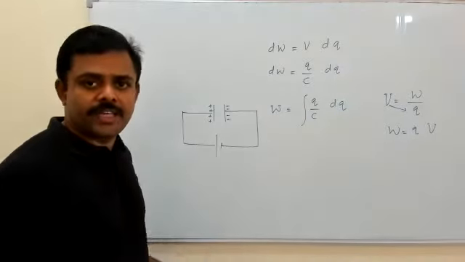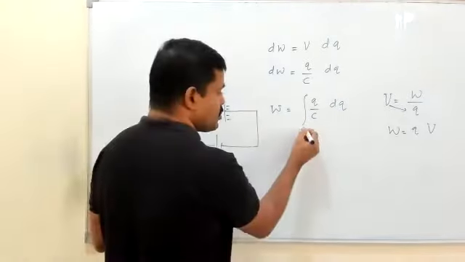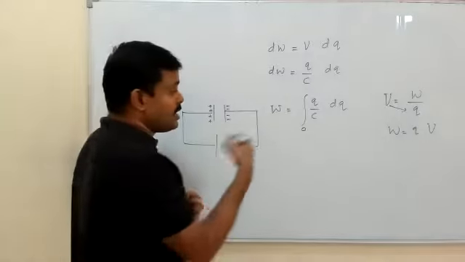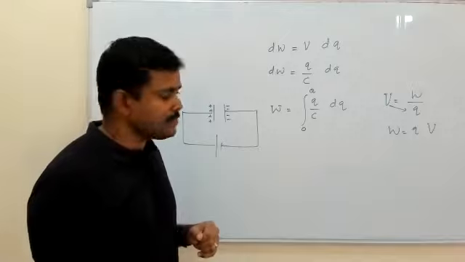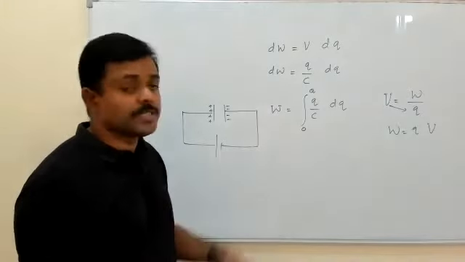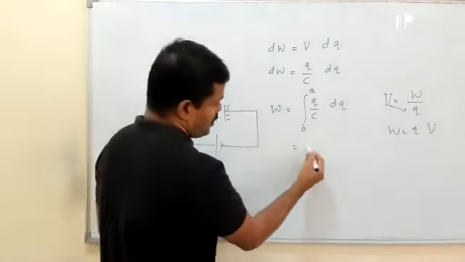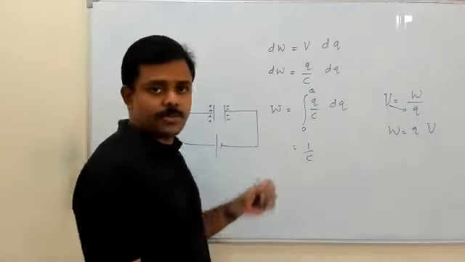From where to where? Initially the capacitor had 0 charge. Finally the capacitor has maximum charge, which I call capital letter Q. So integration should be done from 0 to Q. Tell me what you got. 1 by C is constant, I can take it outside.